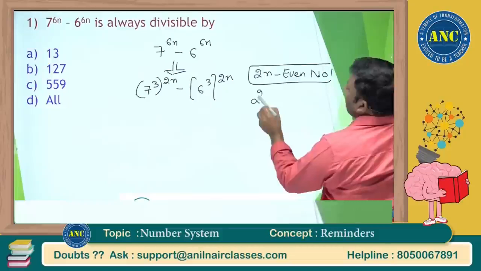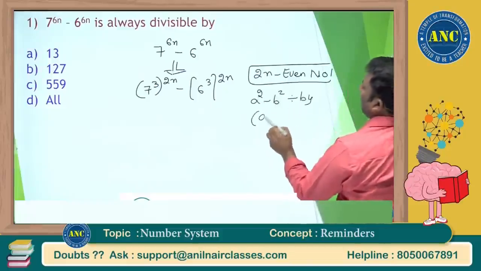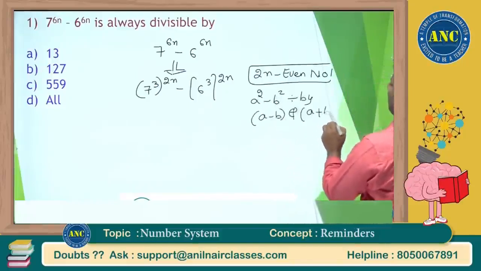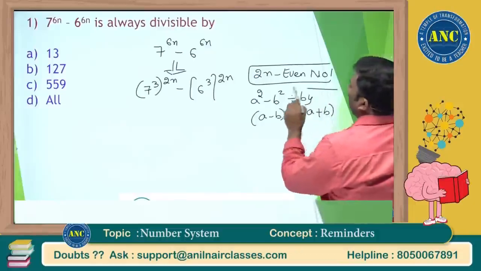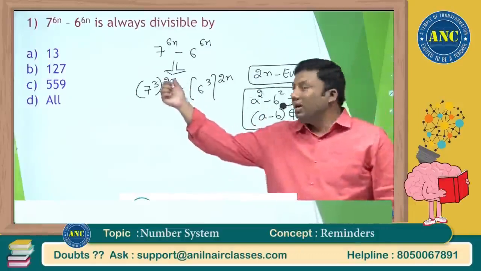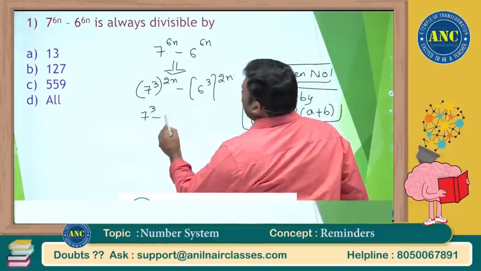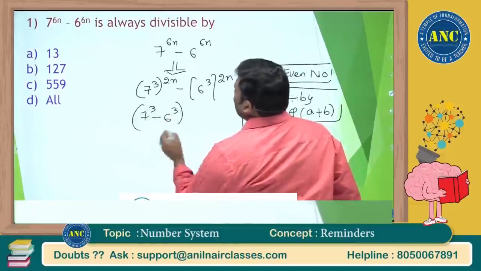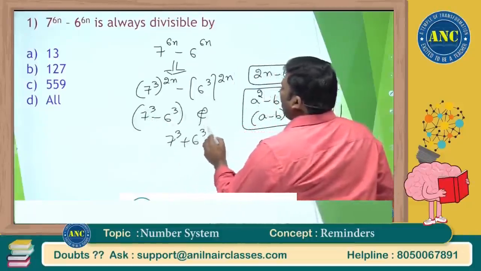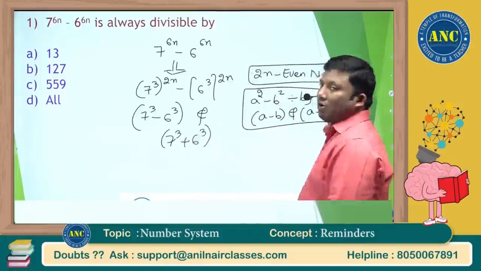Just now we discussed A square minus B square. It is always divisible by A minus B and A plus B. 2n is an even number, so it is always divisible by A minus B and A plus B, that is, 7 cube minus 6 cube and 7 cube plus 6 cube.